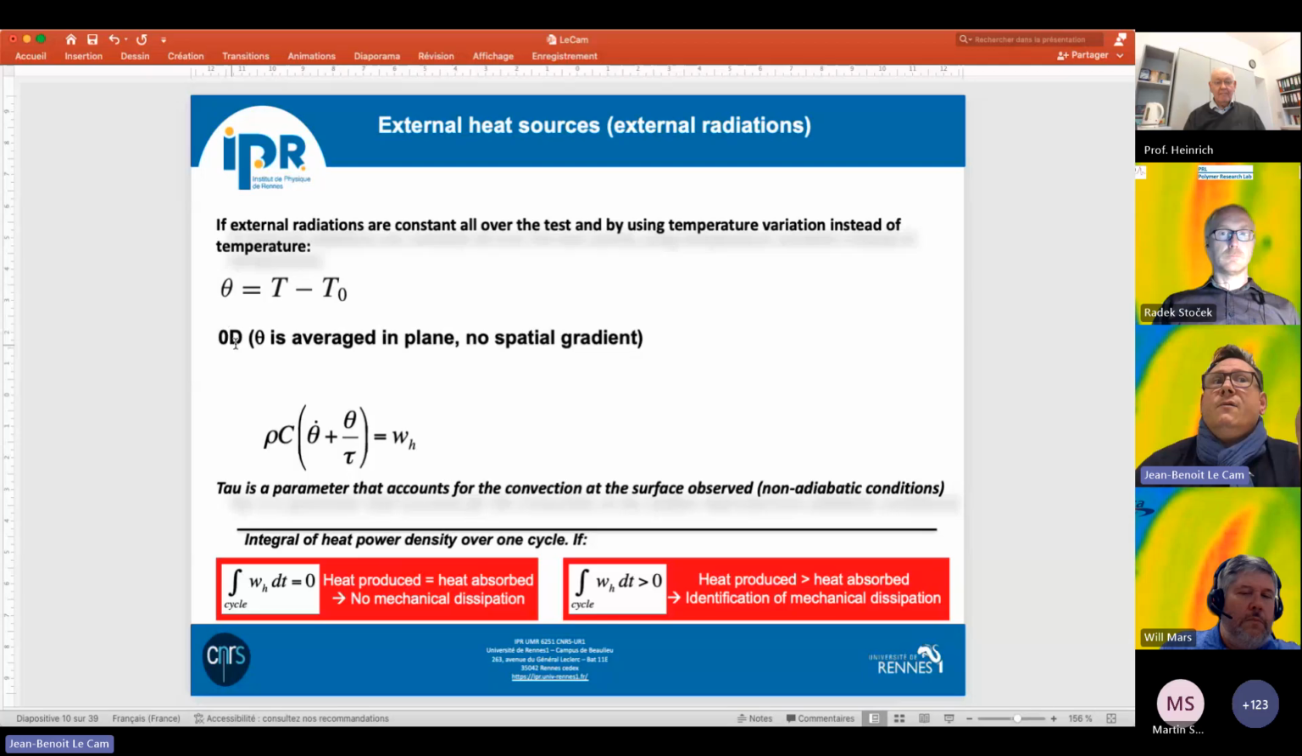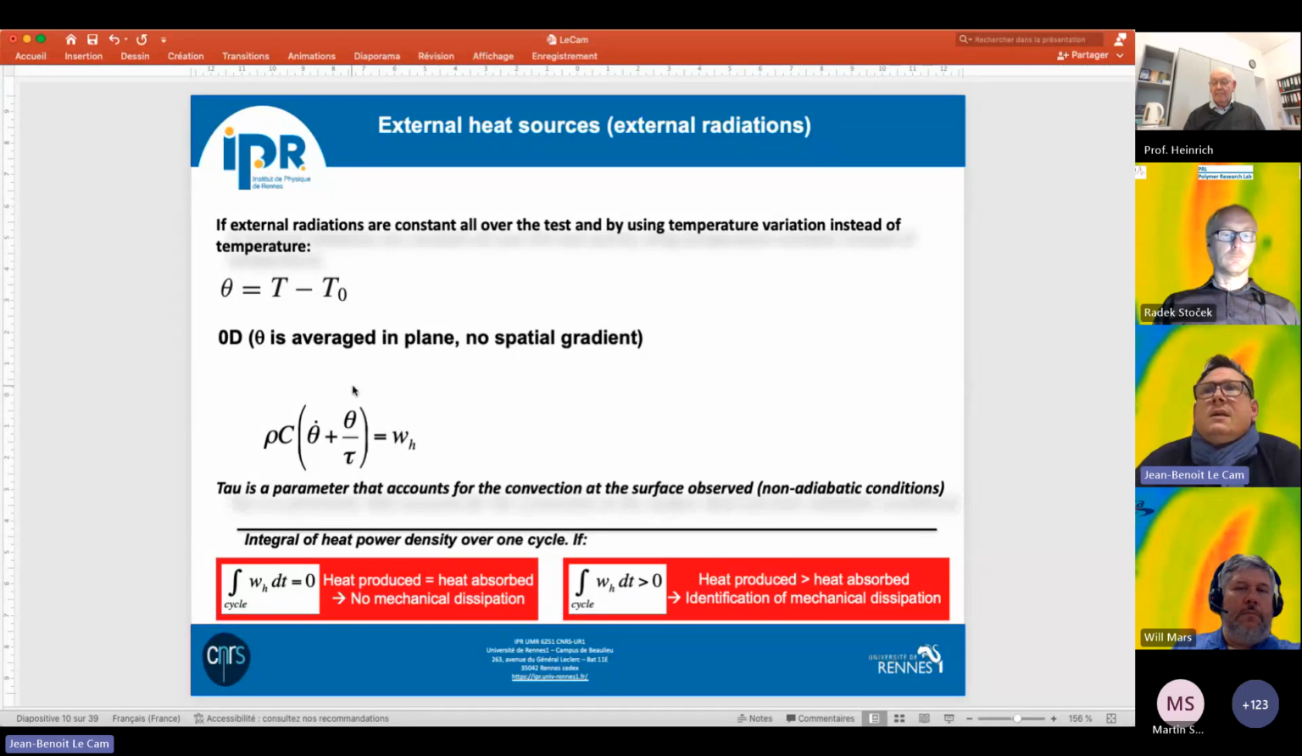And if we are interested in characterizing a homogeneous temperature field, we can define and determine the heat power density, or the corresponding heat source, by using this simplification of the heat diffusion equation. So you know the temperature variation, you derive it according to time, and you divide it by a parameter which is a time, and that accounts for convection at the surface observed, of course, in case of non-adiabatic conditions. So you have the mass density, you have the heat capacity, so you are able to determine the heat power density.